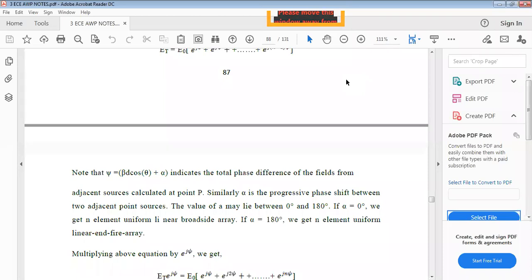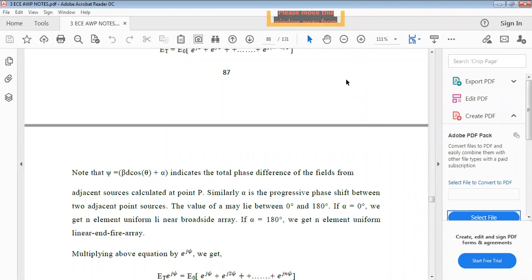If there occur any additional phase differences, then beta d cos phi plus some additional component called alpha is considered. Otherwise, that alpha is treated as 0, so don't worry about it. That is for the two point sources with identical directional characteristics, identical current distribution, and identical excitation. That is case 1.